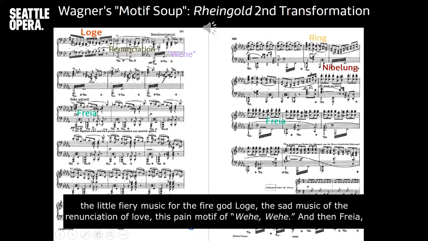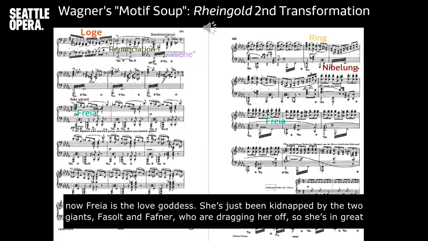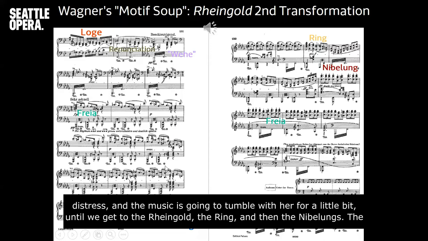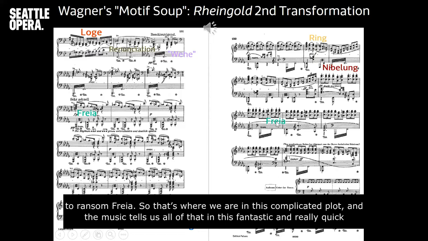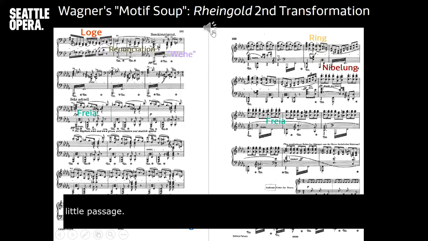Now, Freia is the love goddess. She's just been kidnapped by the two giants, Fasolt and Fafner, who are dragging her off. She's in great distress. And the music is going to tumble with her for a little bit until we get to the Rheingold, the ring, and then the Nibelungs. The gods Wotan and Loge are going down to Nibelheim in order to get the ring that the Nibelung made from the Rheingold that he stole in order to ransom Freia. So that's where we are in this complicated plot, and the music tells us all of that in this fantastic and rather quick little passage.